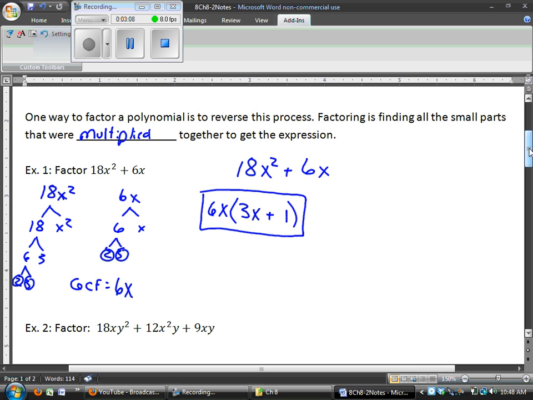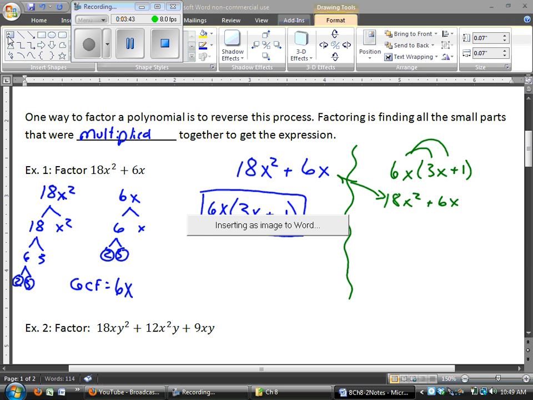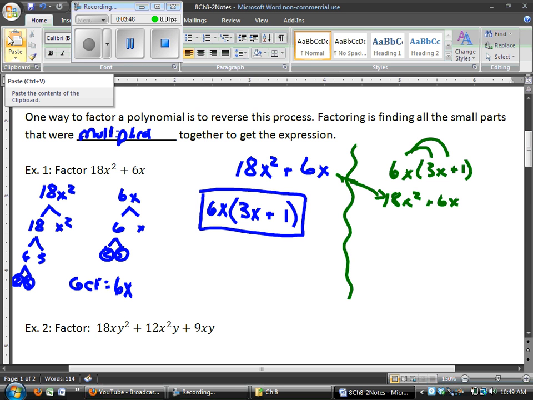Okay? Now, you don't have to write this part here, but if you just pay attention real quick, if I start with 6x times 3x plus 1, okay, look at this off to the side. When I do the distributive property, and distribute that through, I'm going to end up with 18x squared plus 6x. Those match, that means I factored it correctly. Okay? So there's a way that you can check your answer if you'd like to, but that's not necessary. Okay? So that's the first way in which we can factor stuff. Okay? So let's try this again on our second example.